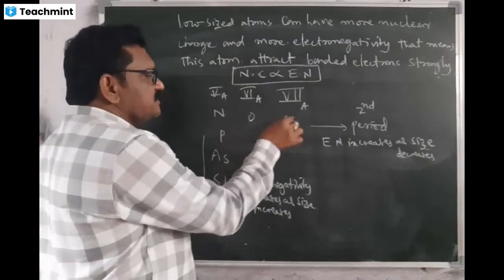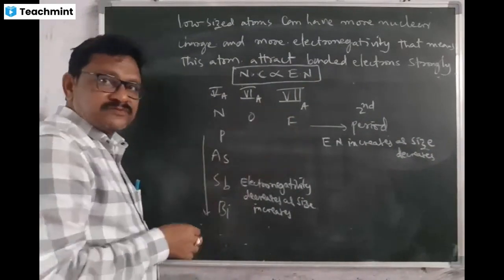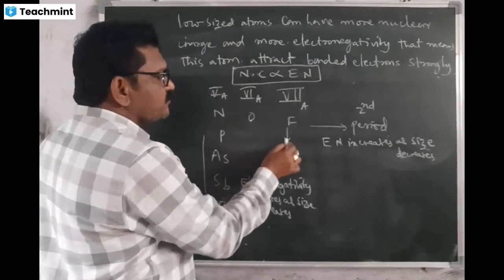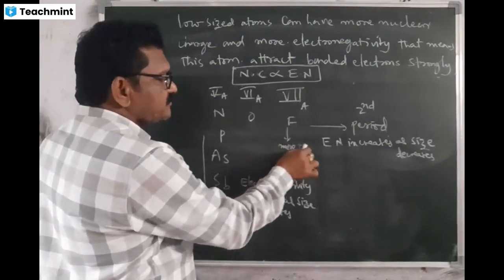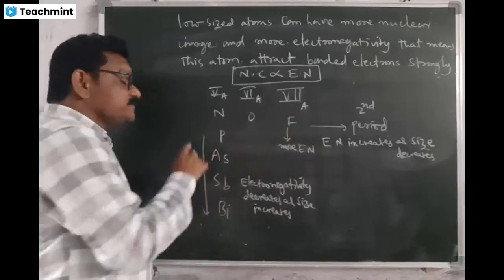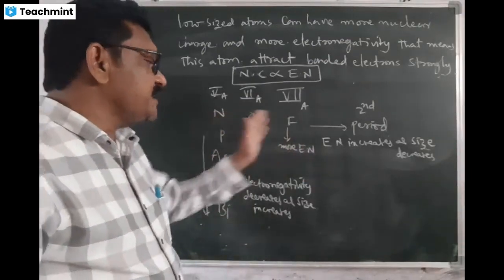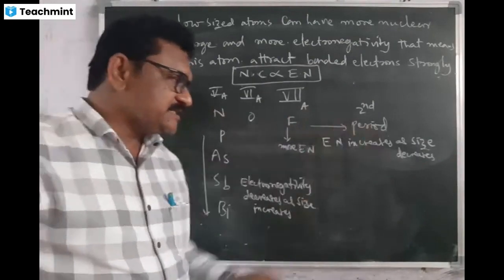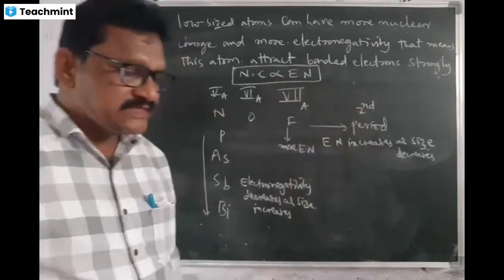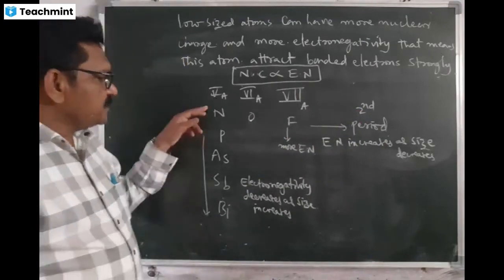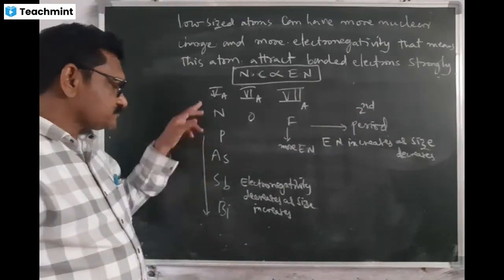Among nitrogen, oxygen, and fluorine, which one is more electronegative? Fluorine is more electronegative, because when we move from left to right in a period, electronegativity gradually increases. Because size decreases, nuclear charge increases. Clear now? Okay.